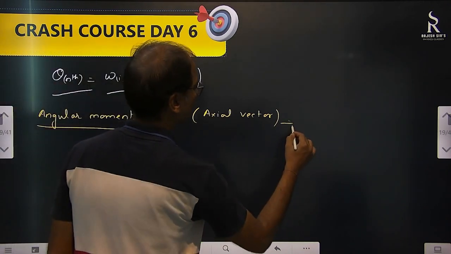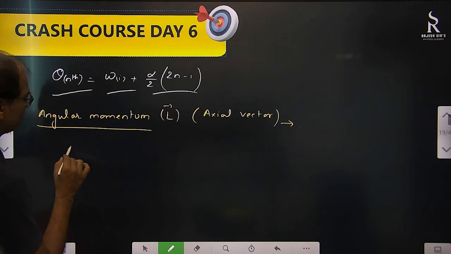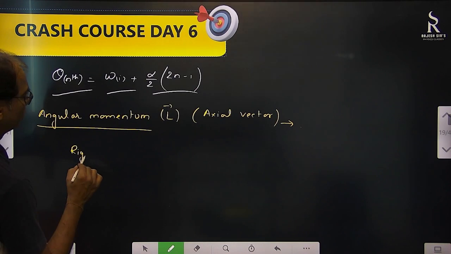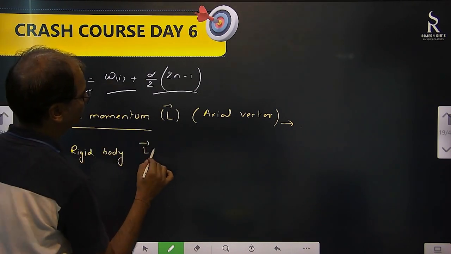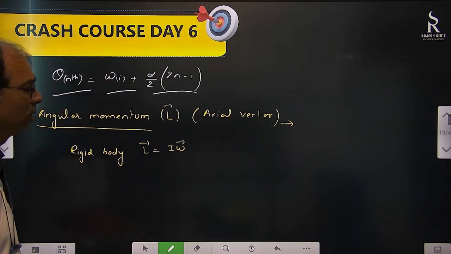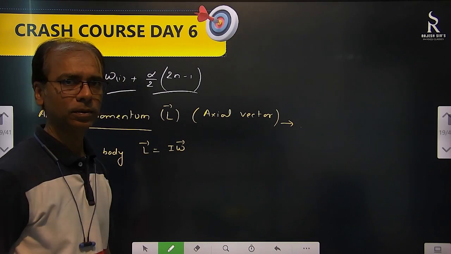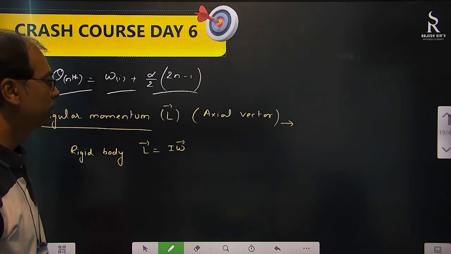Okay. So what is its formula? General formula for rigid body rotation, uniform body, or rigid body, L is actually equal to I omega. So that means L will be in same direction as omega. Yes, same direction. L equal to I omega. This is for rigid body formula.